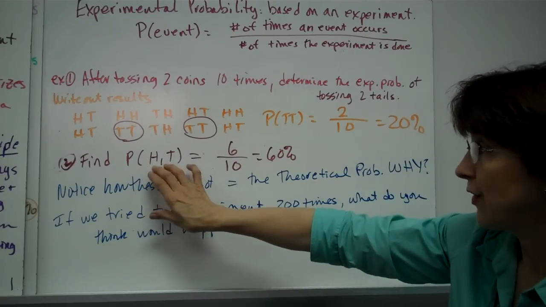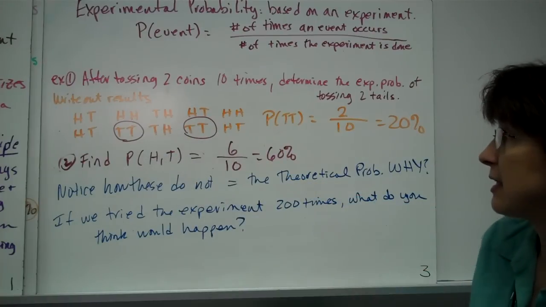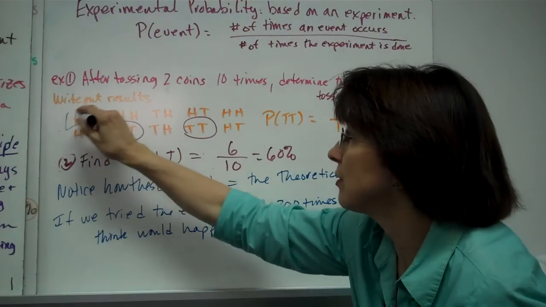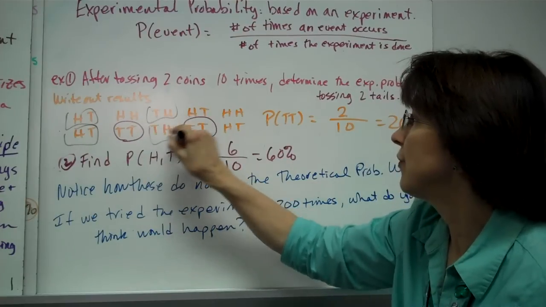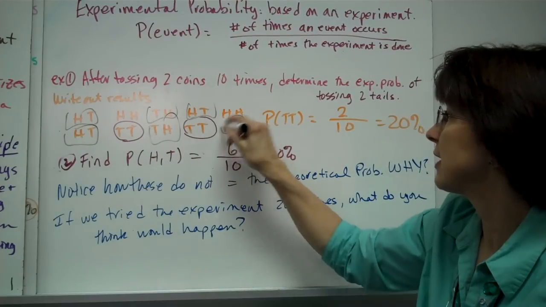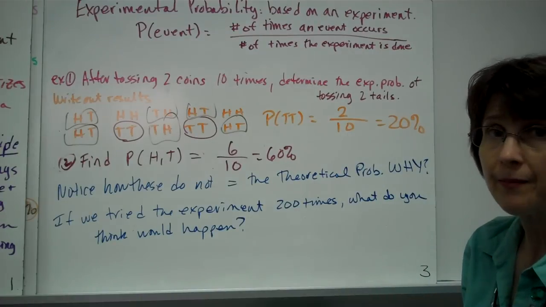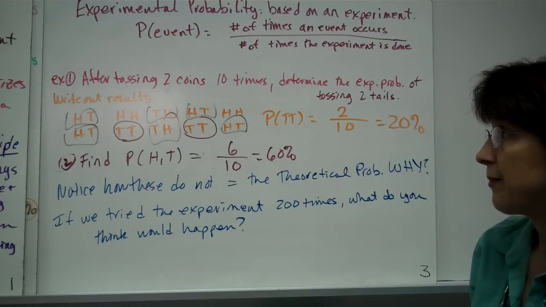Same thing if I did heads, tails. I counted 6 head-tails. These are the head-tails: 1, 2, 3, 4, 5, and 6. So 6 out of 10 were head-tail, which is 60%.